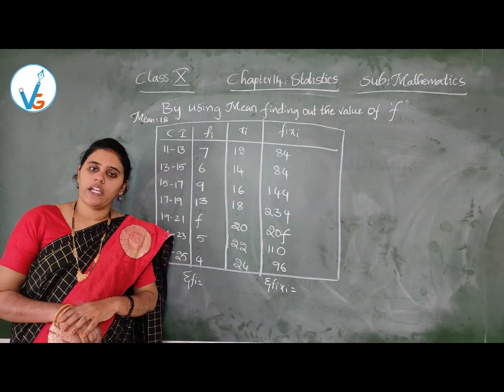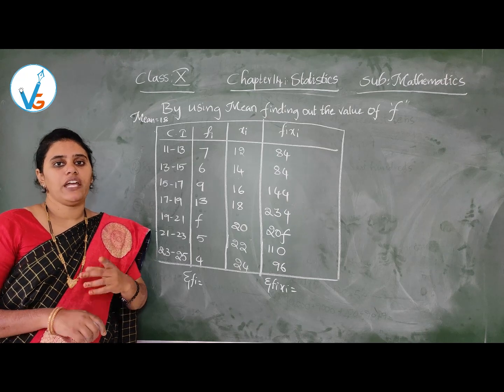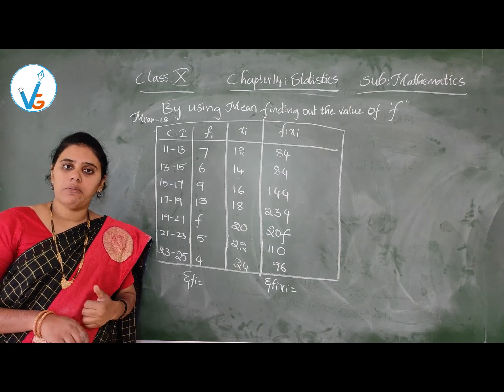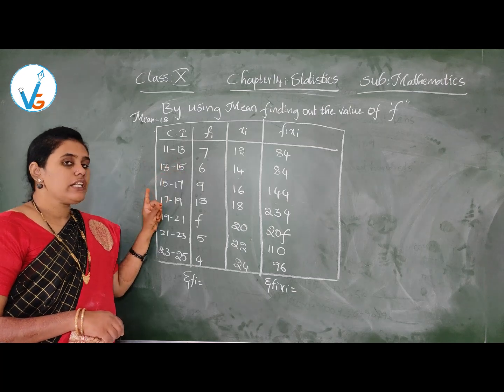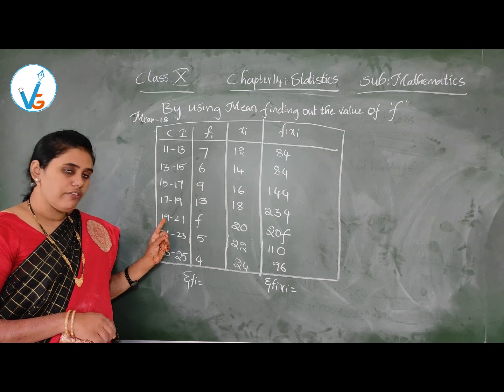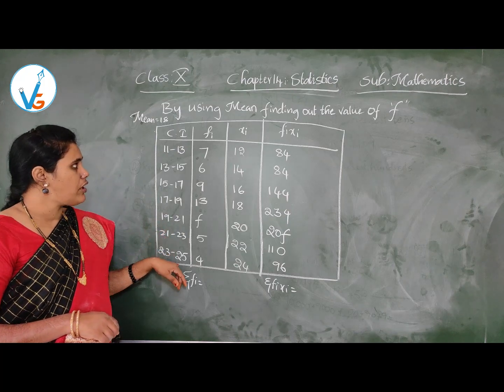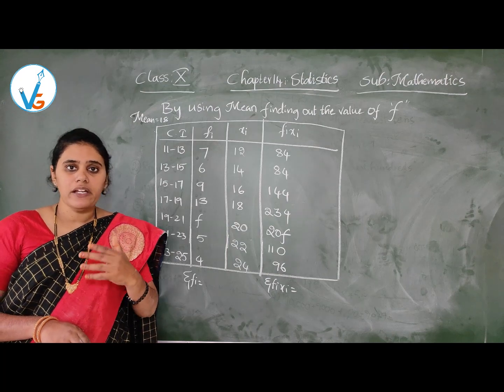Okay. So the next very important topic in our statistics is to find out the value of the F by using the mean method. So here the class intervals are given for you from 11 to 13, 13 to 15, 15 to 17, 17 to 19, 19 to 21, 21 to 23 and 23 to 25. And the frequencies are also given in your textbook. It is problem number 3.